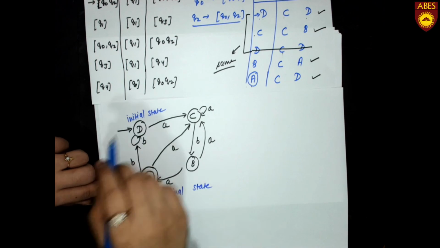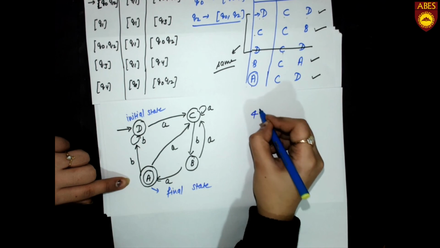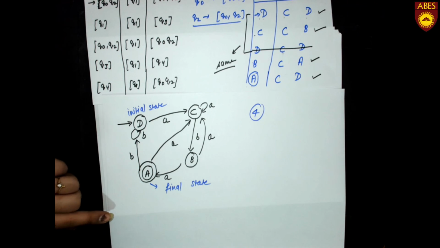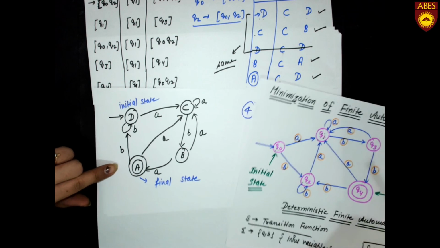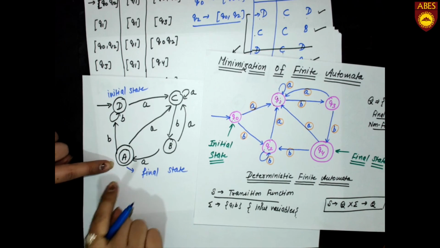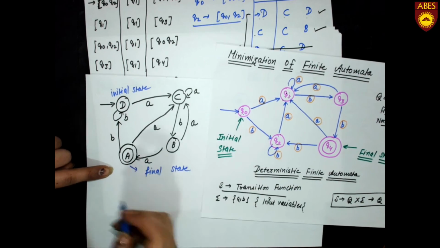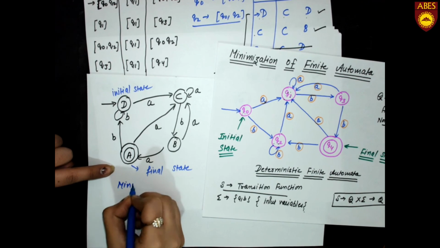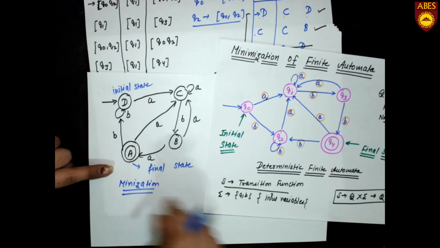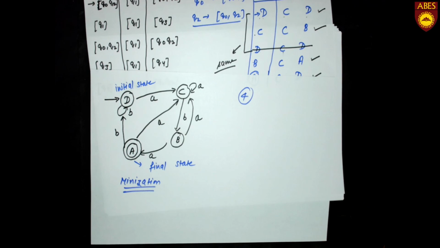Now the total number of states is 4. But in our initial diagram, the total number of states was 5. So you can see the difference. This is the minimization of this automata. So what is the use of minimization? Basically, the main use of minimization is the reduction of time.